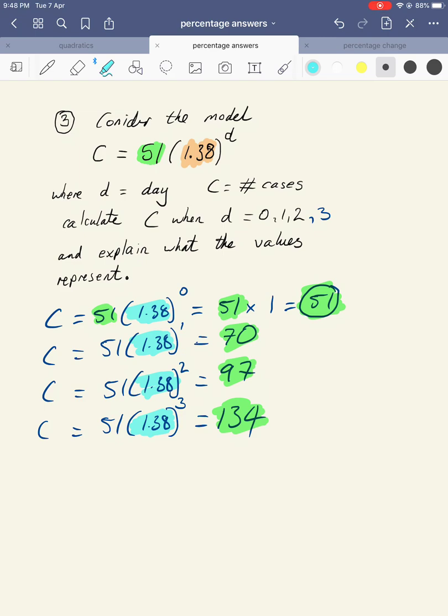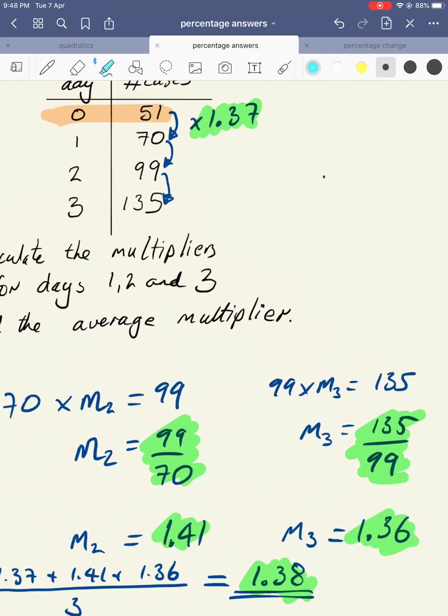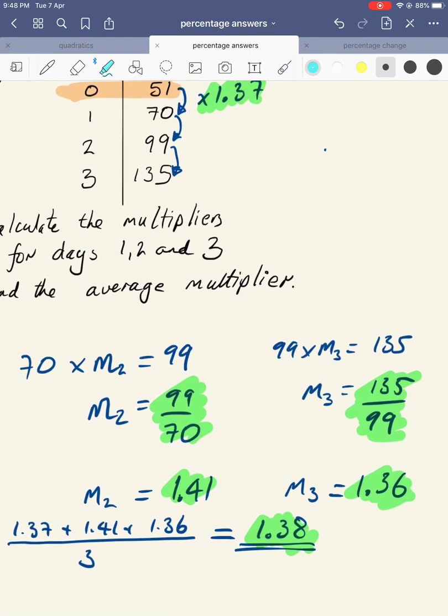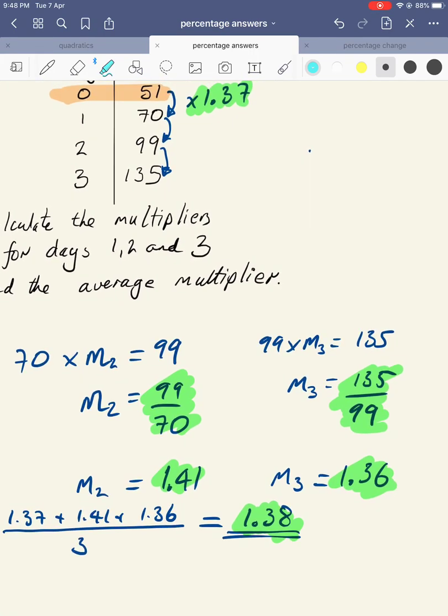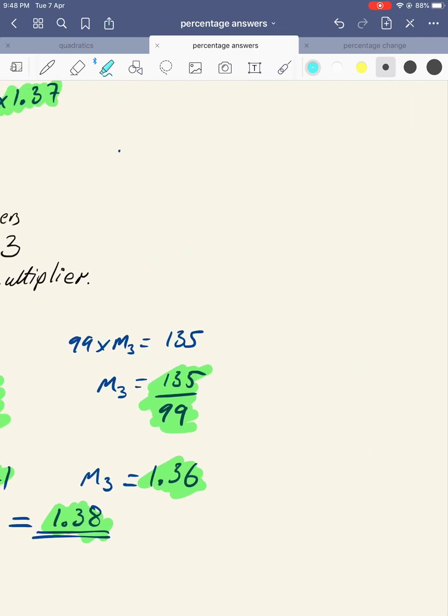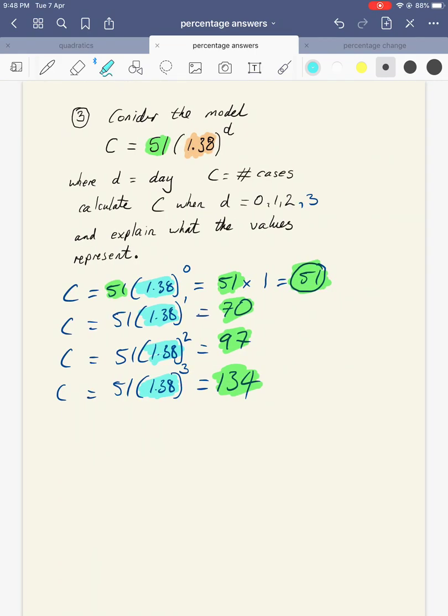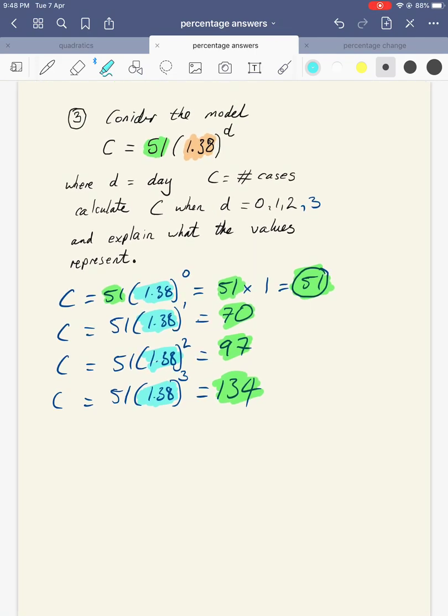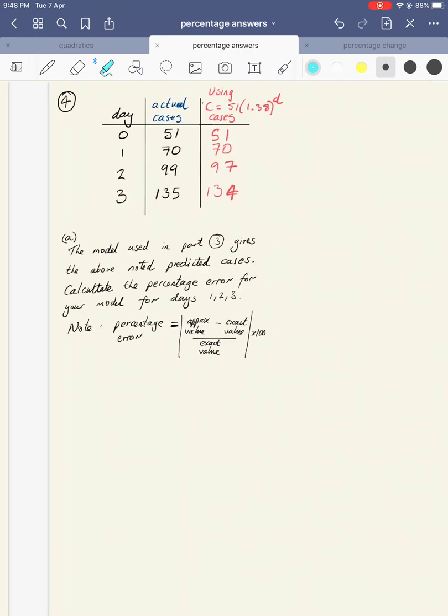So what we've done is we've taken our real life data in this table here. We've understood that the percentage increase isn't exactly the same. So we've taken the average percentage increase, we've taken the average multiplier of 1.38, and we've smoothed out the changes a little bit, but we've got these particular values as predictors. Okay, so that's how to use the model to make predictions about how many cases there are after 0, 1, 2 and 3 days.